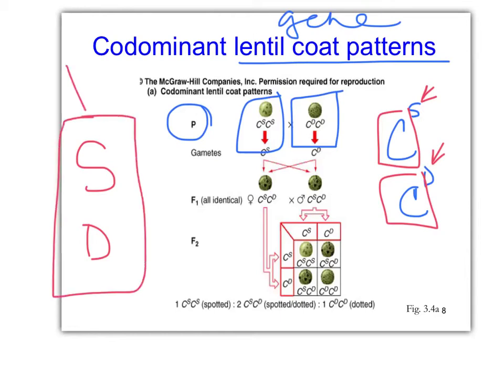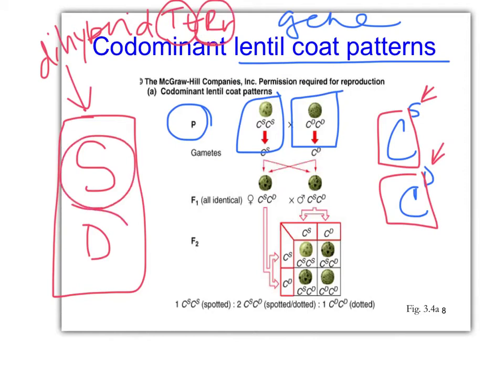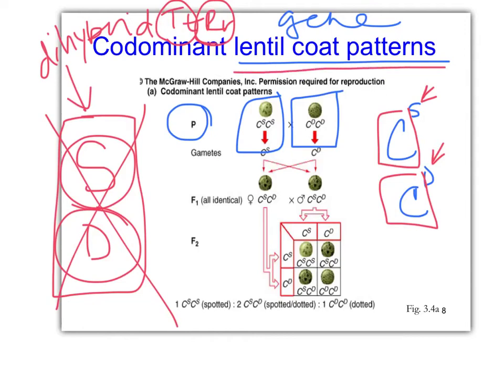If we tried to just use S and D as our notation for whether it's spotted or dotted, remember, this suggests dihybrid. Whenever we do a dihybrid, like big T, little t, big R, little r, two different letters means two different genes. When we're talking about alleles, it's not two different genes. It's the same gene, lentil coat pattern gene, two different alleles, spotted, dotted.